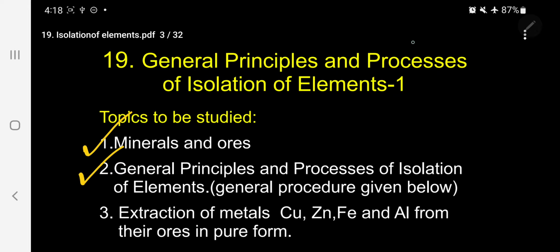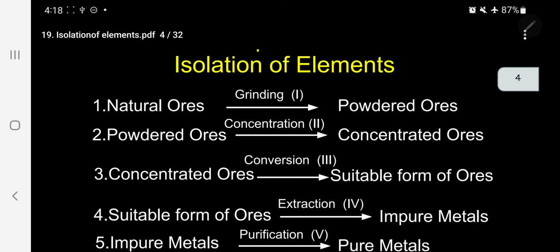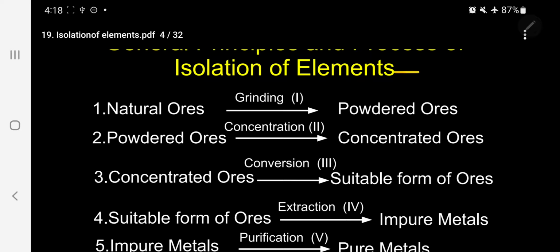So what is the general principle and process of isolation of elements? I am giving it below, kindly follow. This is the most important for you. Step one: naturally we are getting ores or minerals. What is the difference between ores and minerals?